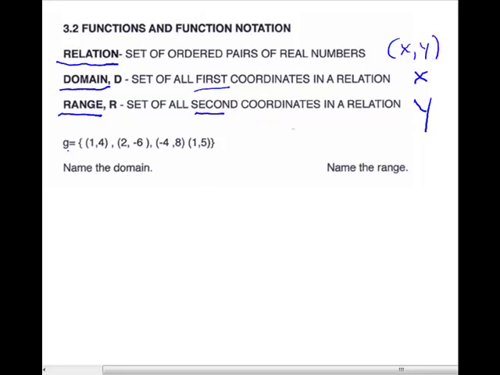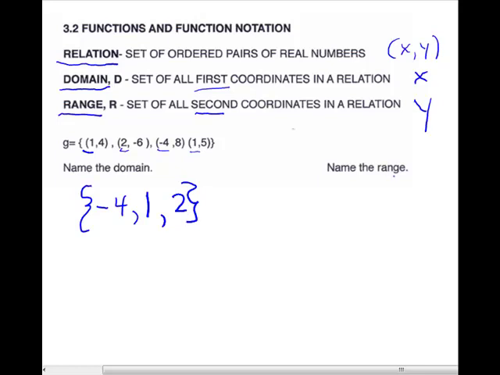And so here we are looking at a relation, which is a set of ordered pairs, and they ask us to find the domain. So the domain is going to be all the x coordinates, and we will put it in set notation. If one repeats, you don't have to put it twice. So the 1 repeats. If we want to go in numerical order, -4 is the smallest, 1 and 2. That is our domain. If you didn't put it in numerical order, that's okay.